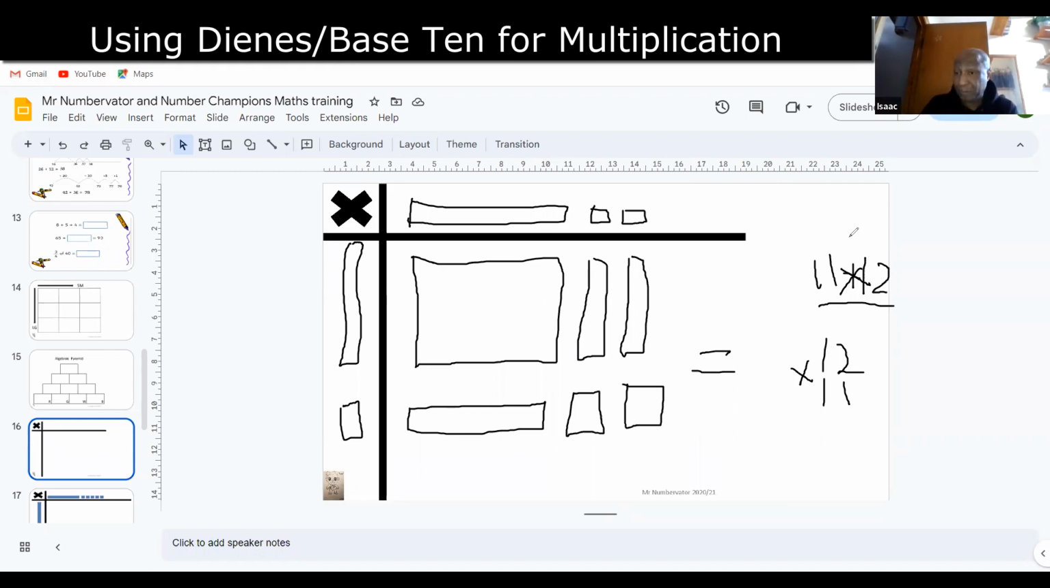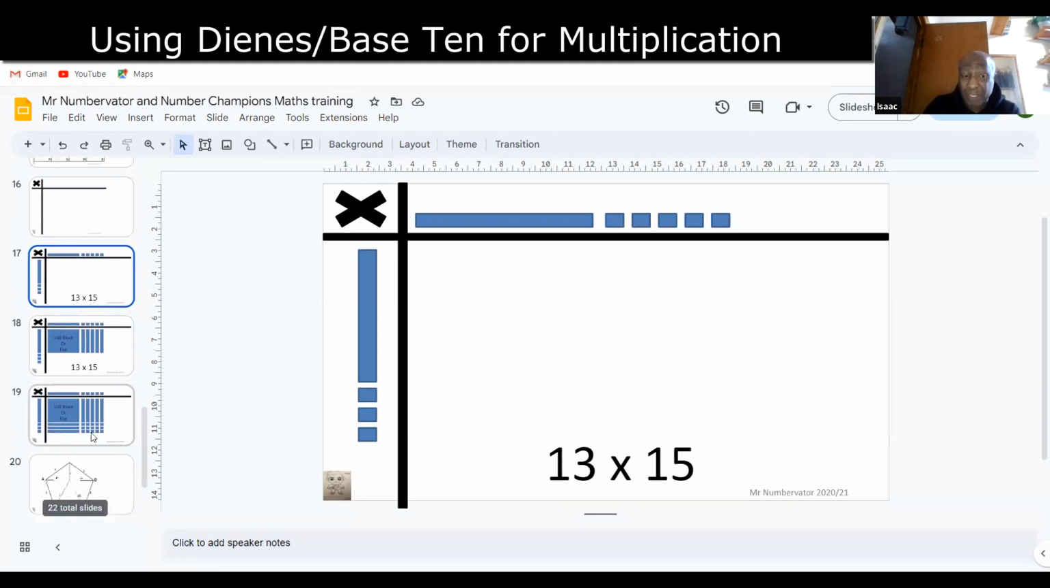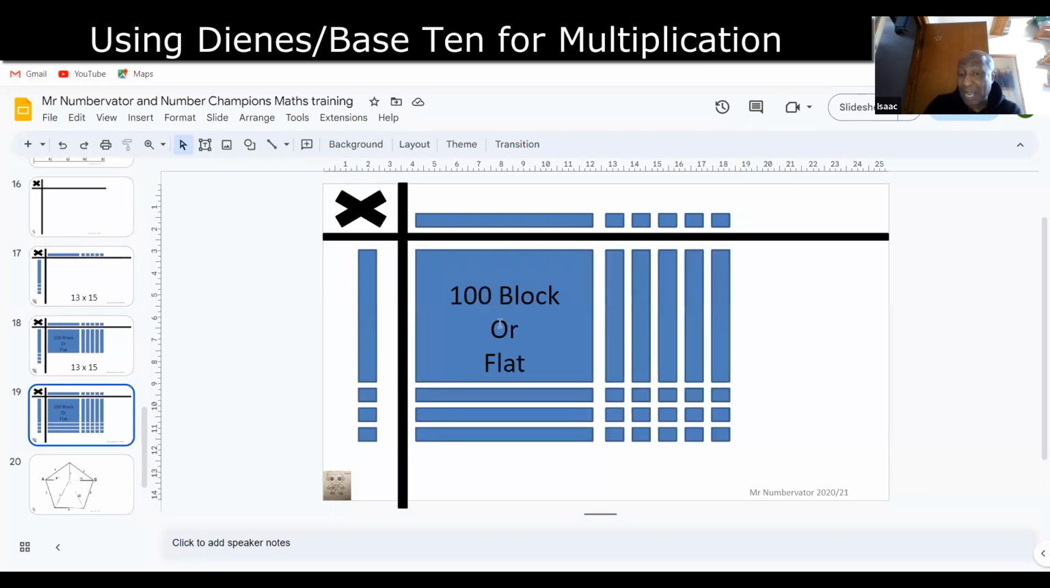So I did one here, which was 13 times 15. I did the 15 on the top and the 13 along the side. I just wanted to show you what it looks like. So there's 15, a finger gap in between, 13 along the edge. So 15 times 13. And then I've got my 100 block here. 10 times 10 is 100. 10 times 1 is 10, and so on. 1 times 1 is 1. And then you can read the answer.